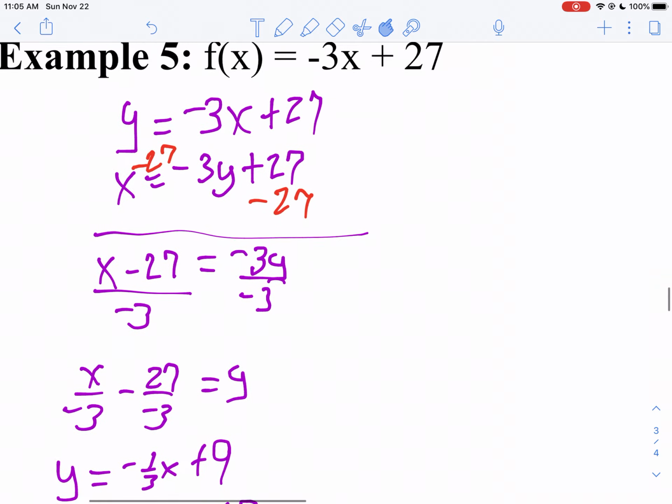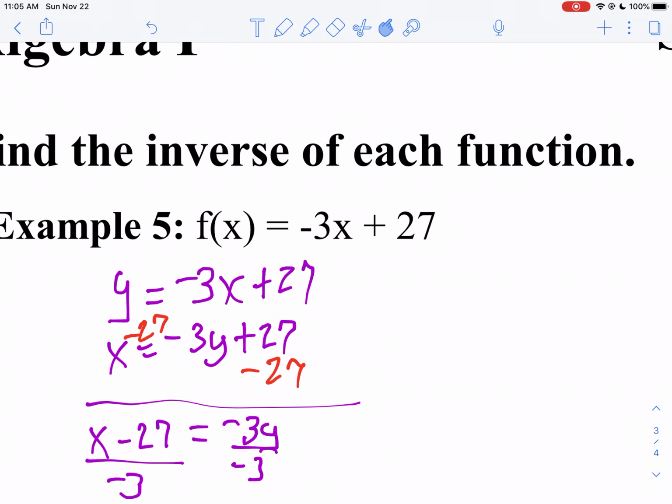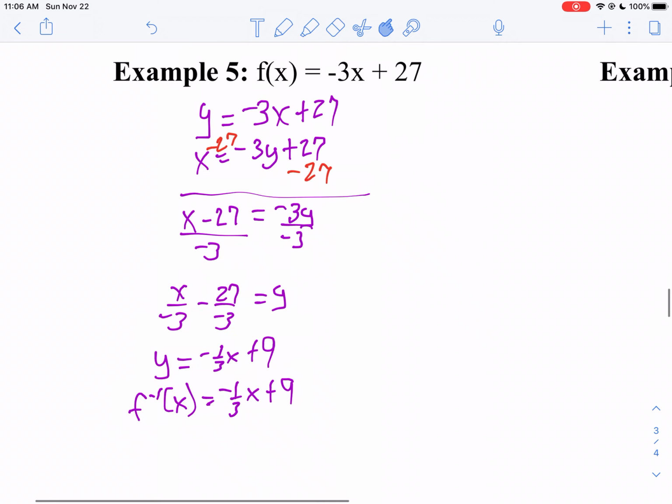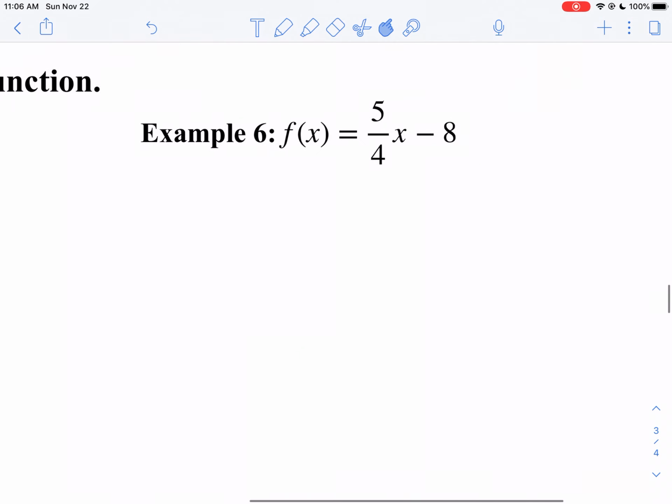In fact, you don't have to follow this whole rule. If we just look here, what do you have to do to get x by itself? Well, the inverse operation is I'm going to subtract 27. I'm going to divide by negative 3. But usually you want to write it as an equation, so this is a good way to write it as an equation. Let's take a look at example 6 here.